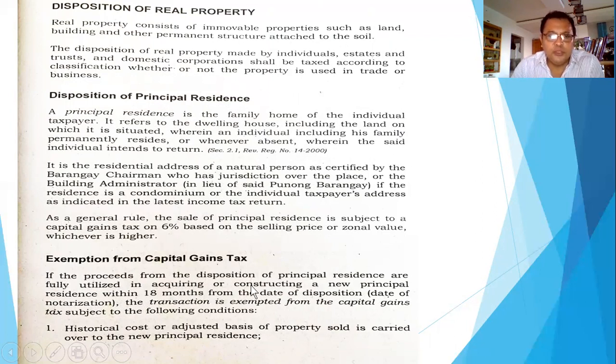So first, if the proceeds from the disposition of principal residence are fully utilized in acquiring or constructing a new principal residence within 18 months from the date of disposition, date of notarization, then the transaction is exempted from the capital gains tax, subject to the following conditions. Number one, the historical cost or adjusted basis of property sold is carried over to the new principal residence.